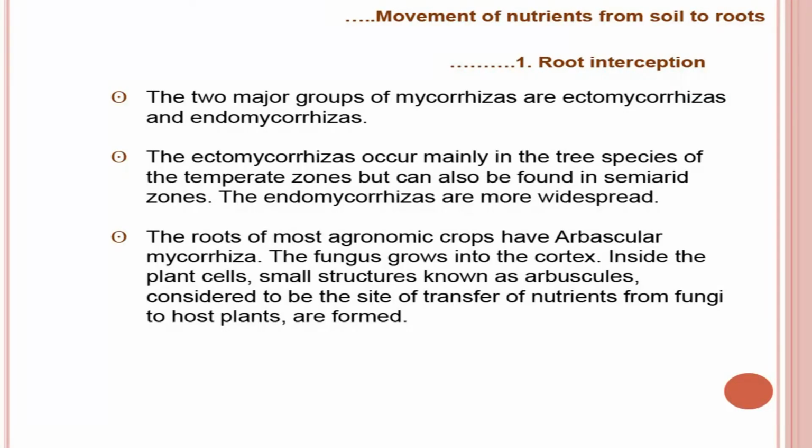The roots of most agronomic crops have arbuscular mycorrhiza. The fungus grows into the cortex, means partly it is inside the plant cells or inside the plant. Inside the plant cells, small structures known as arbuscules are formed, considered to be the site of transfer of nutrients from fungi to host. Means there is exchange of carbohydrates. Carbohydrates or energy materials are provided by the host plant to the fungi, and in turn the fungi is giving some nutrients and water to the plant. So this is just a kind of mutual relationship. One is benefiting the other.